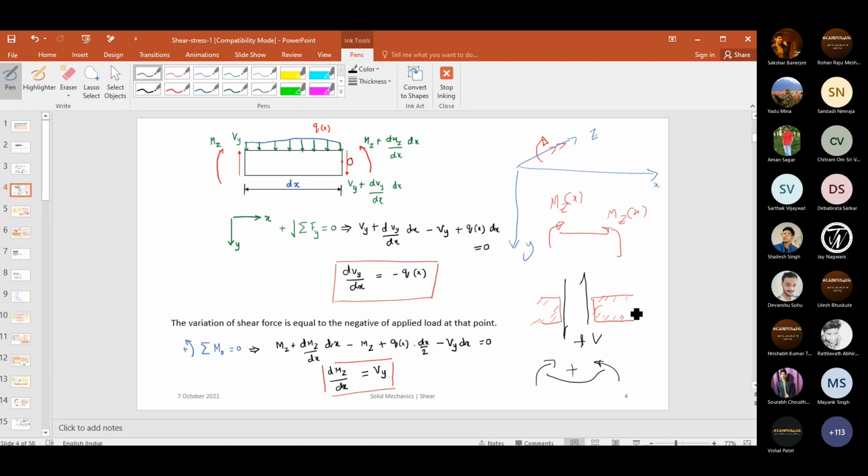Excuse me, sir. This element is in equilibrium. Then why have you shown that at one end the bending moment is Mz and at the other end it is Mz plus dMz/dx into dx? So this should be, no, there is a q(x) also there. If the bending moment and shear force also vary, and there is a q(x), I will show that because of equilibrium, what will happen. We will see. Then we will discuss.